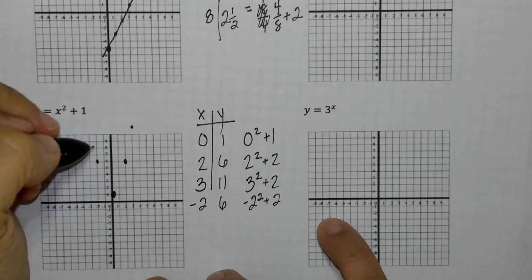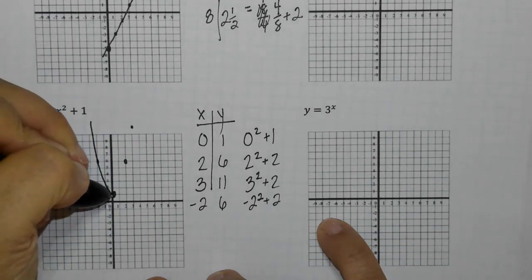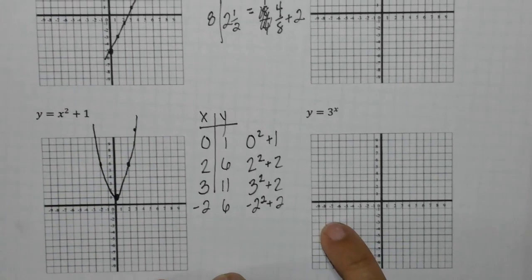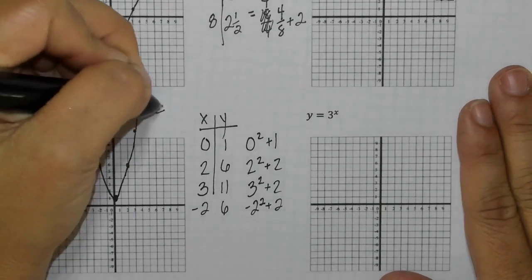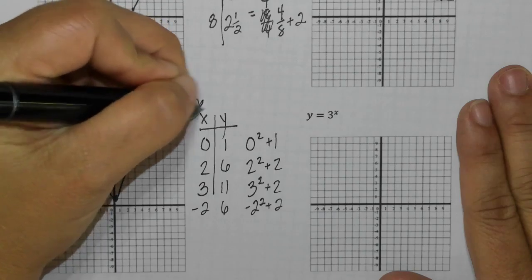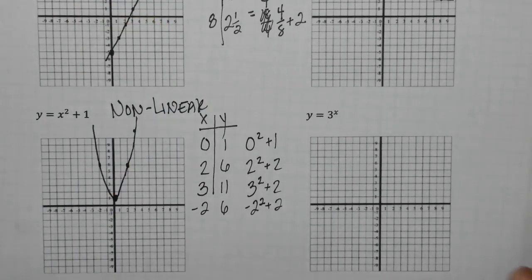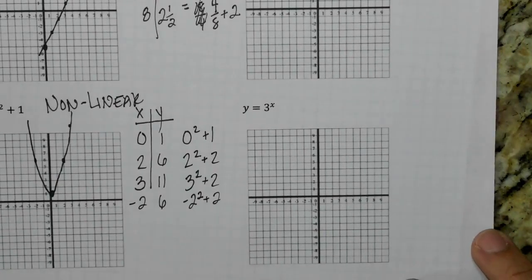And we see right there, this is non-linear. It's actually going to look like this. Okay, it's not a straight line. So it is non-linear. And the last one is y equals 3 to the power of x.